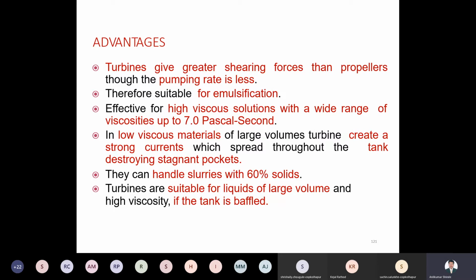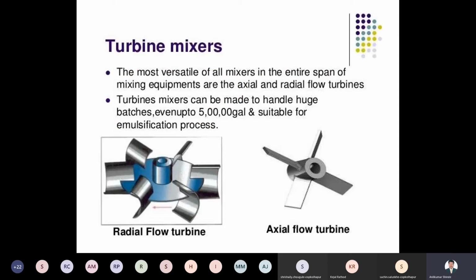So you can handle the slurry with 60% solids. Those preparations which contain 60% solids in the liquid are possible with this turbine mixer. A turbine is suitable for liquids of large volume as well as the highest viscosity. Even if the volume is larger and the material is viscous, you can use the turbine mixer, but we can use different baffles.